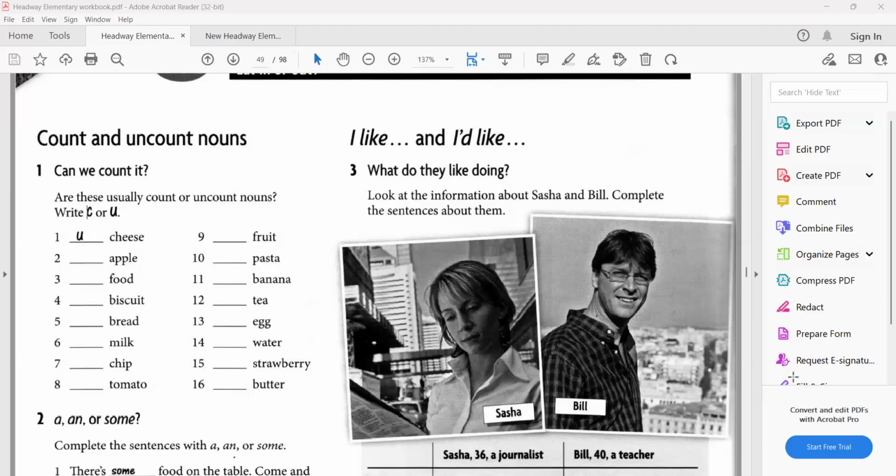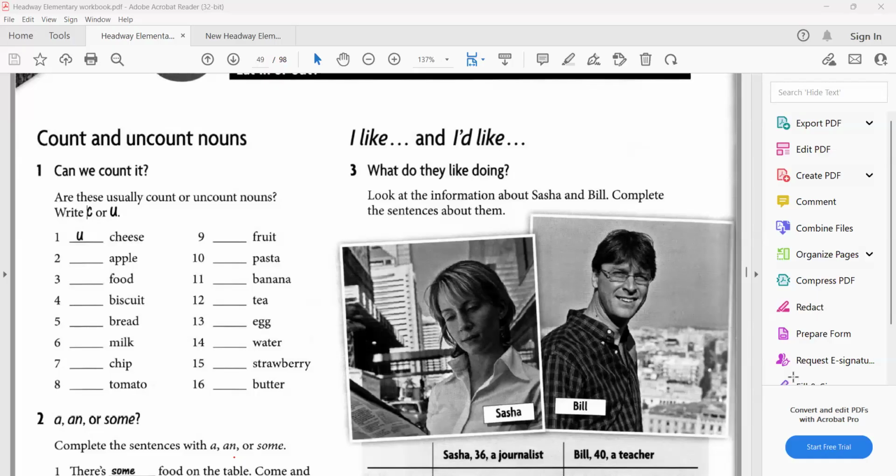Milk. Uncountable. Okay. Chip. Chip is countable. One chip, two chips, a single chip. Tomatoes. Tomato is countable also. Fruit is uncountable, because we're talking about the whole fruit. Pasta. Pasta is uncountable. You cannot count one pasta, two pasta.